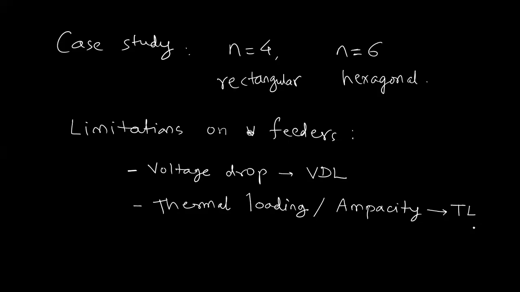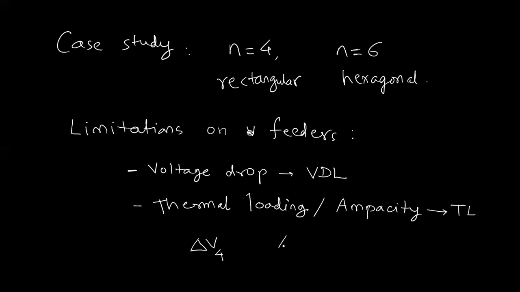So it can be either a voltage drop limited feeder or a thermally limited feeder. Let us do this comparative analysis for 4 feeders and 6 feeders, for both the cases, VDL and TL. So when we have a voltage drop limited feeder, what is the meaning of that? When we have 4 feeders, we will have some voltage drop. I will denote it by delta V suffix 4.